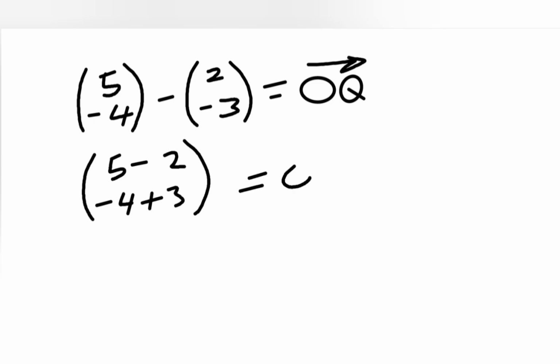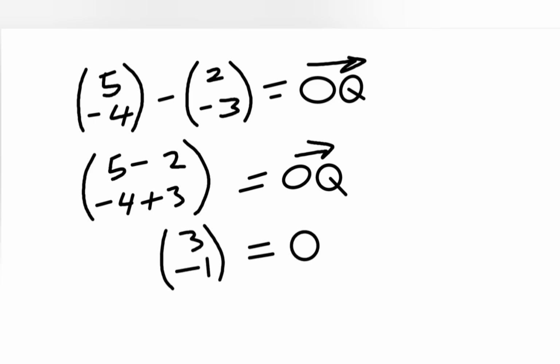So 5 minus 2 will give us 3, and then negative 4 plus 3 gives us negative 1. Since vector OQ is equal to 3, negative 1, then the coordinates of Q is going to be 3, negative 1.